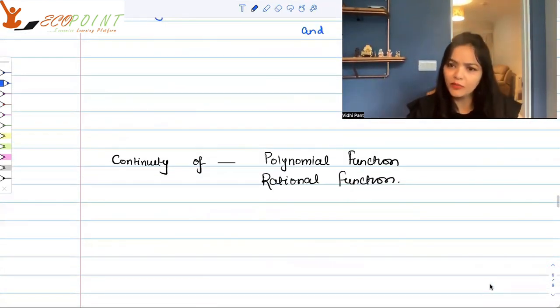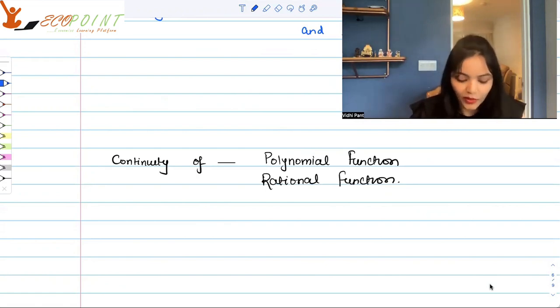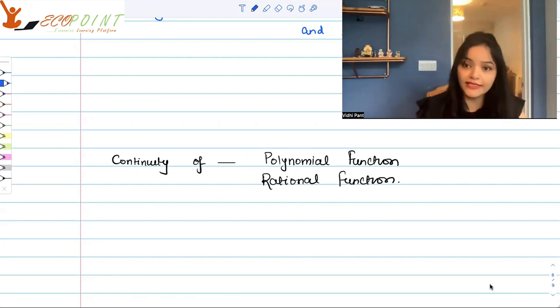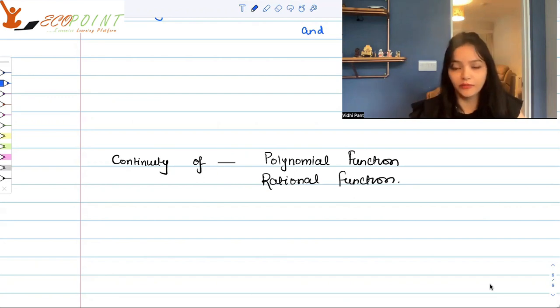Keeping these properties in mind, you can actually easily talk about the continuity of polynomial functions and rational functions. Are they continuous? Well, a polynomial function, in general, you must have heard, is always continuous. Why is that happening? That is coming from the concept of limits. We have already seen in limits how we can find the limit at every point for a polynomial function.